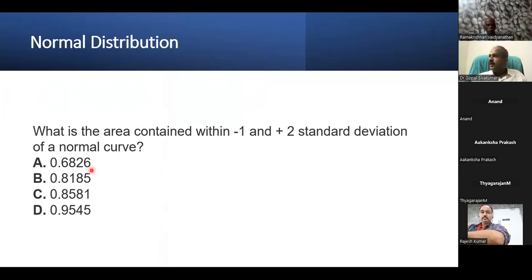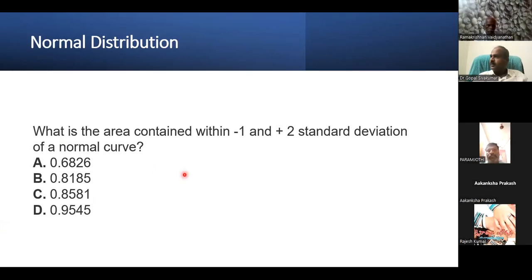0.8581. 0.8581 is the correct answer actually. But how to do it? How will you do it? That's very important, right? So we all know, but now I will tell you the approximate method, because you don't have to use Minitab or any software.